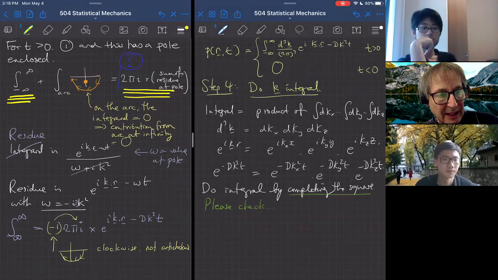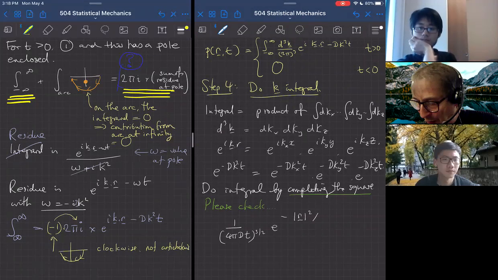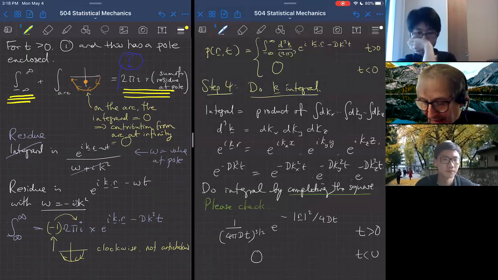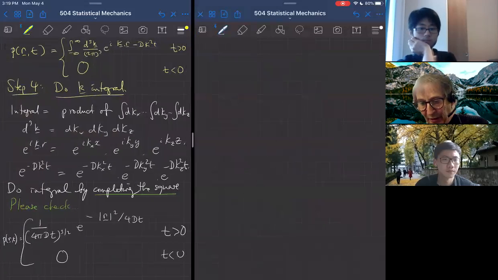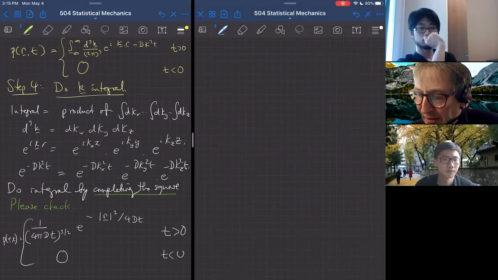What you end up with is 1 over 4 pi d t to the 3 halves times e to the minus r squared over 4 d t. And that's true for t greater than 0, and it's 0 for t less than 0, and this is our formula for p of r and t. So I'm going to assume that you know how to do that integral, and if you don't know, send me an email. Let's just look at what this means.